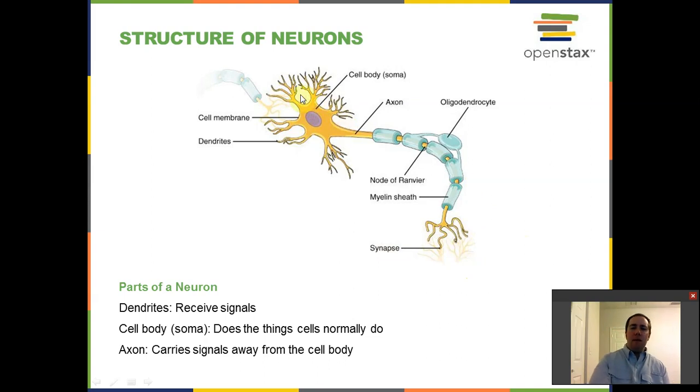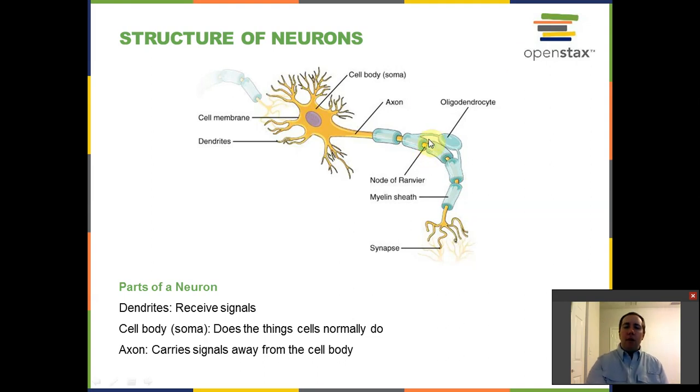In the middle, between the dendrites and the axon, is the cell body. This is where all of that normal cell stuff happens. For a neuron, it has a special name. We call it the soma. Cell body and soma are interchangeable terms. So we have dendrites that bring in signals. Those signals go from the dendrites into the cell body and then go down and out the axon.